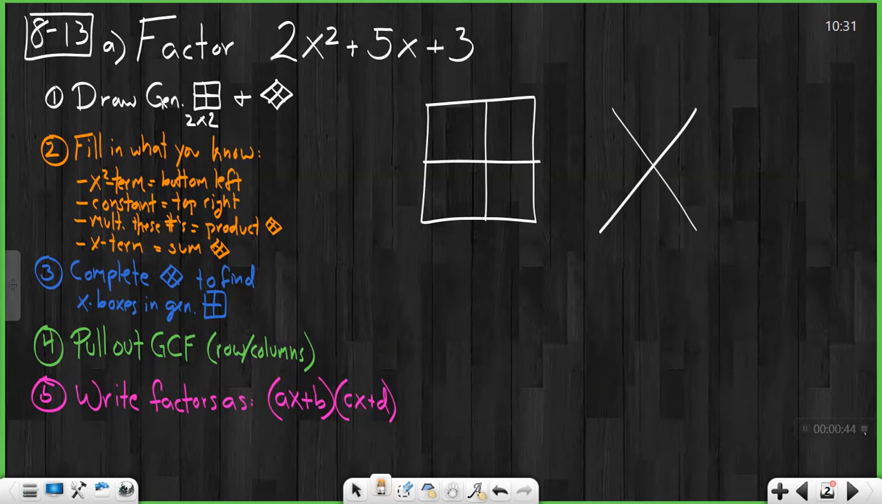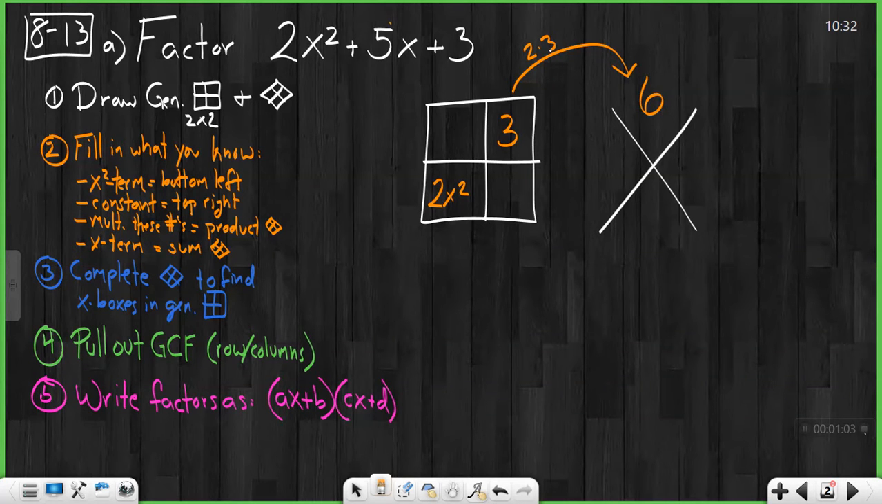All right, I'm going to switch my colors now for step 2. Step 2 now says, fill in what you know. We know that the x squared term always goes bottom left. We know that the constant goes top right. And if I multiply these two numbers, I get the product of my diamond problem. 2 times 3 is 6. That is obtained by doing 2 times 3. Multiply the two numbers to get my product.